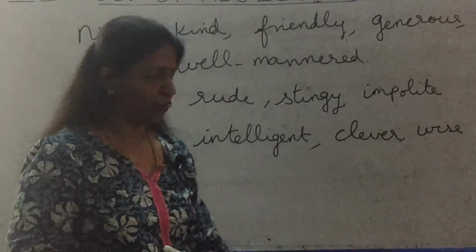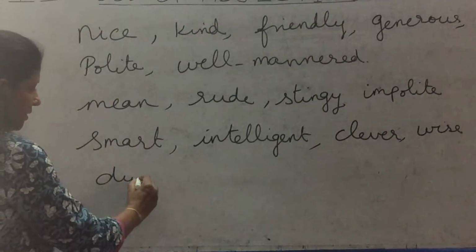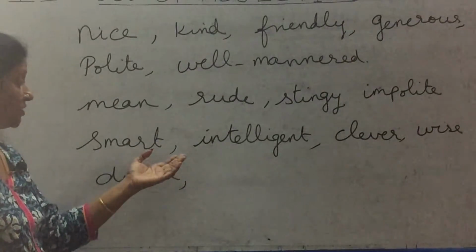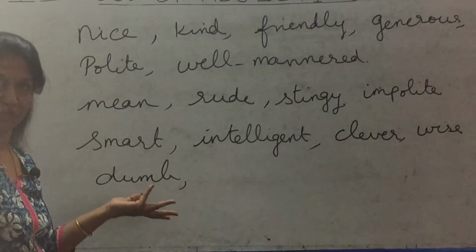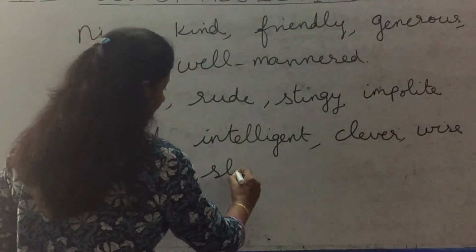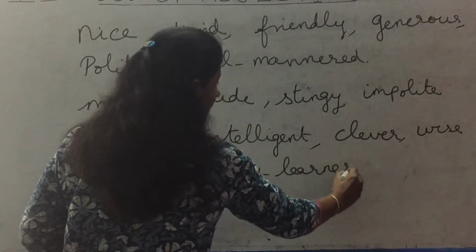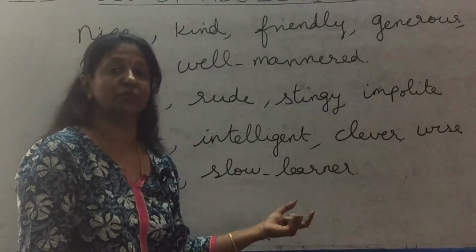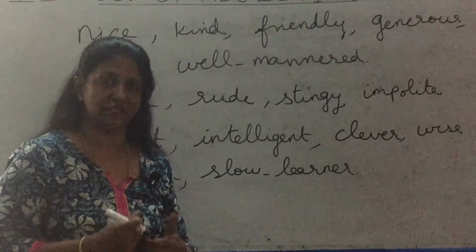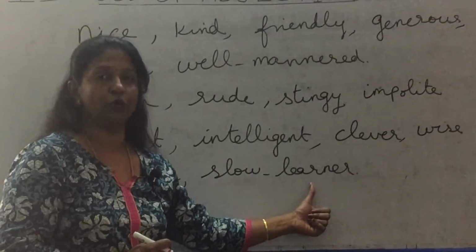So then we will go to the opposite of this. Okay, so you can use the word dumb. These are negative meaning words. Dumb means he is not smart. He is not that smart. He or she is not able to understand things easily. Then slow learner. I will call my student a slow learner. Slow learner means the student takes some time to grasp things. He or she is not able to grasp things immediately. So those sort of students I call a slow learner.